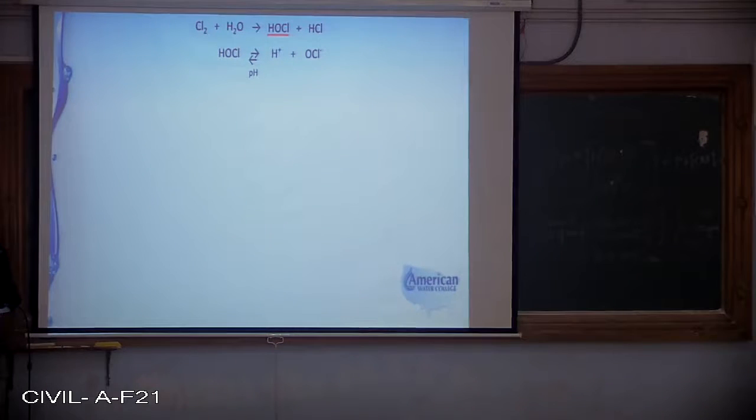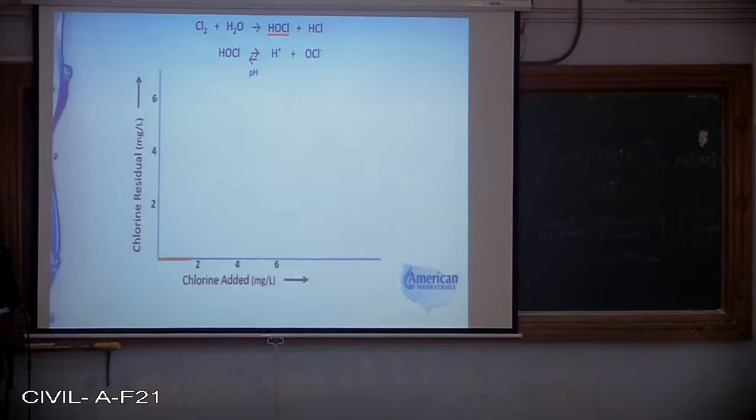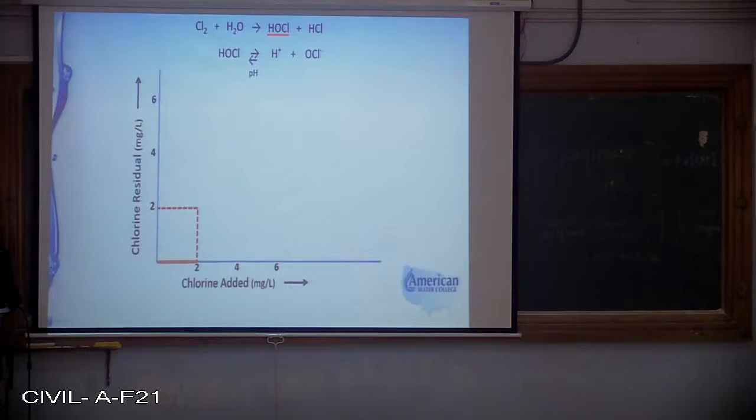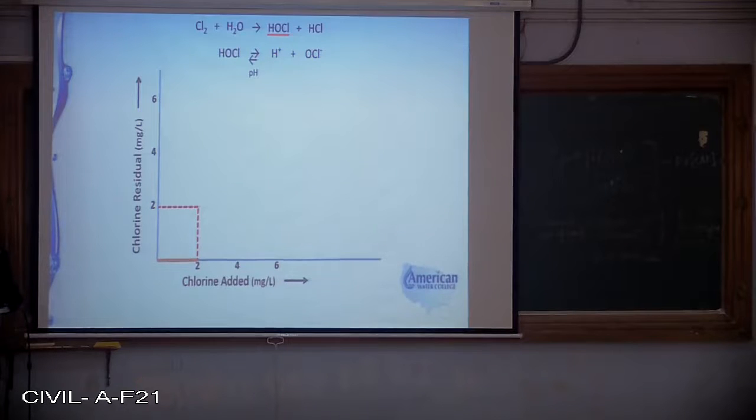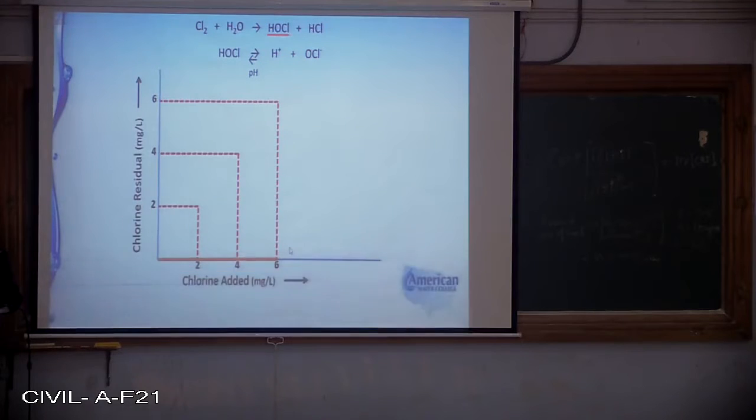Since there are no impurities in pure water for chlorine to react with, we expect our measured chlorine residual to equal the amount of chlorine added. For example, if we add chlorine at a dose of 2 milligrams per liter, we would expect a 2 milligram per liter residual, which is in fact what we find. And this also holds true if we increase the chlorine added to 4 milligrams per liter. And I'm sure you're not surprised to find out that if we increase the dose to 6 milligrams per liter, our pure water residual is also 6 milligrams per liter.